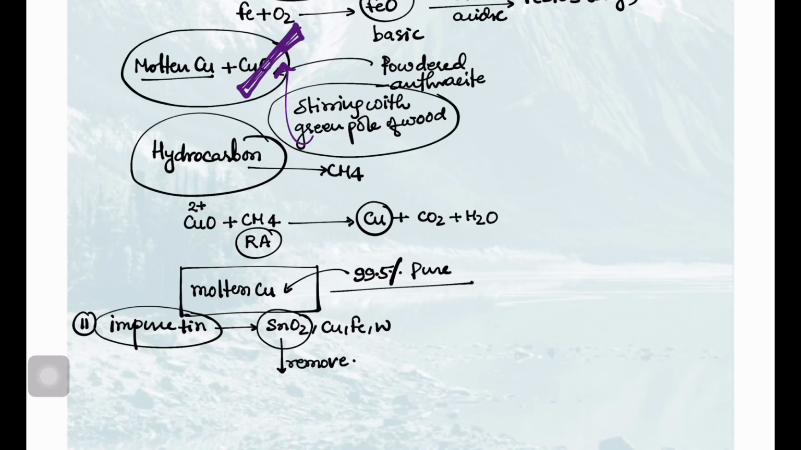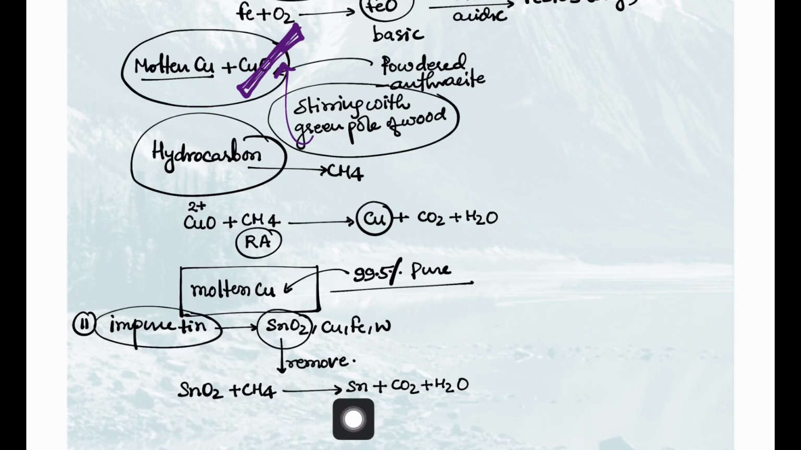How to remove that? Again, we just melt it and we use a green pole of wood that will release hydrocarbon like methane and will reduce this to metal, that is tin, with evolution of CO2 and H2O vapors. So in the polling process for the purification of tin, we use again a green pole of wood in the molten tin, okay, and that removes the SnO2 and converts it to Sn.